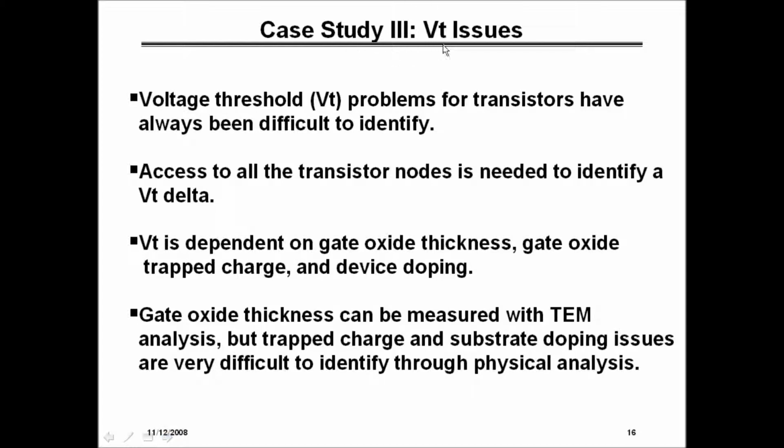So the next case study we'll look at is VT issues. Voltage threshold problems for transistors have always been difficult to identify. Access to all the transistor nodes is needed to identify a VT delta. Before nanoprobing was available, in my experience, probably 10 years of doing failure analysis, I was only able to identify probably one or two VT failures with traditional microprobing.